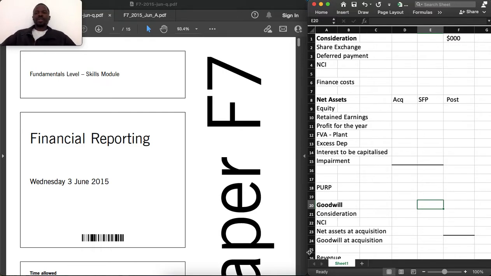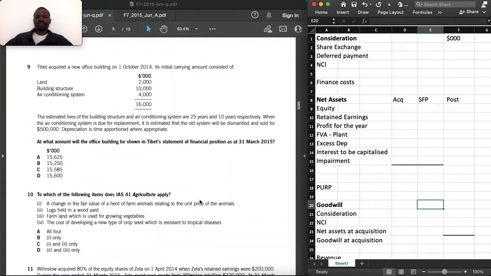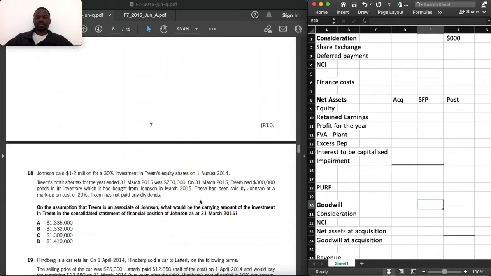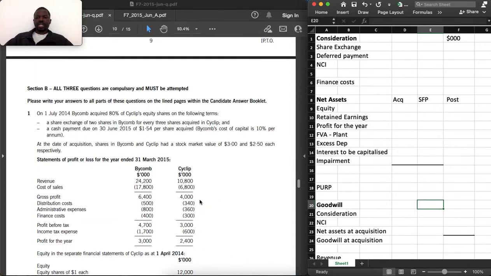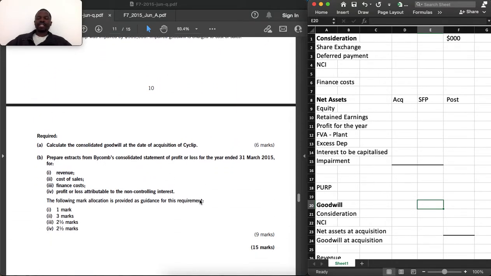We continue with our revision of financial reporting, formerly called F7, now FR, from ACCA. Let's go to our today's question. Our today's question is from section B, question number 1. Let's go to the required.